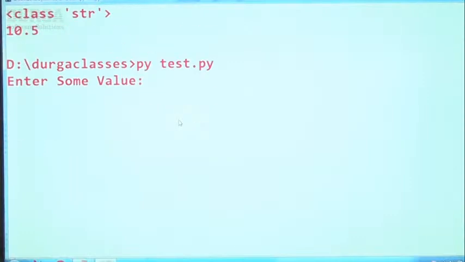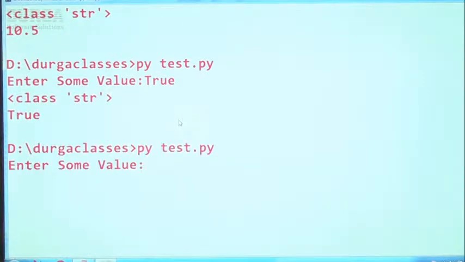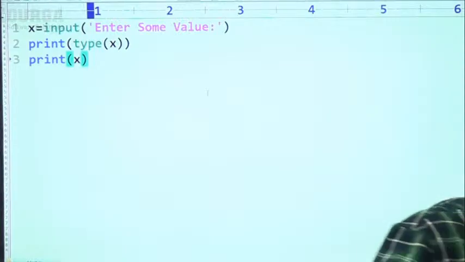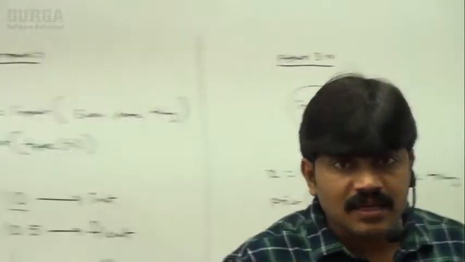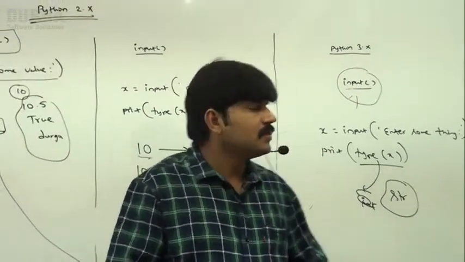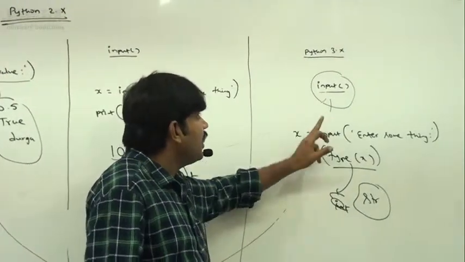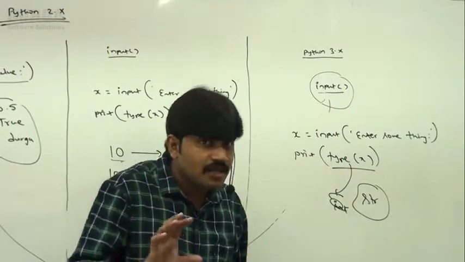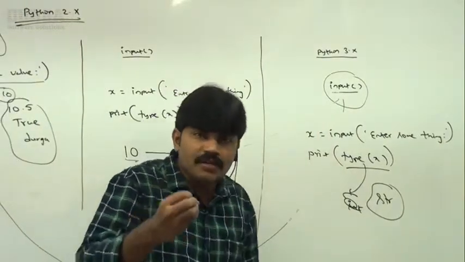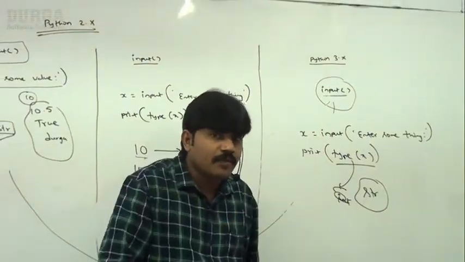Sir, if I take a boolean value, True, yes, str type only. I am trying to take Durga, sir. Yes, str type only. So you provide any type of data, the result is always going to be str type only. This is the behavior of the Python 3.x input function, right? Clear for all, right? If you want an int value, then we require typecasting, sir.